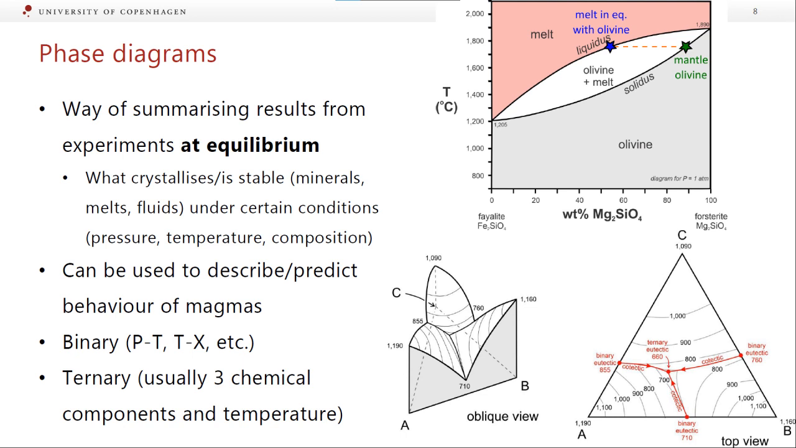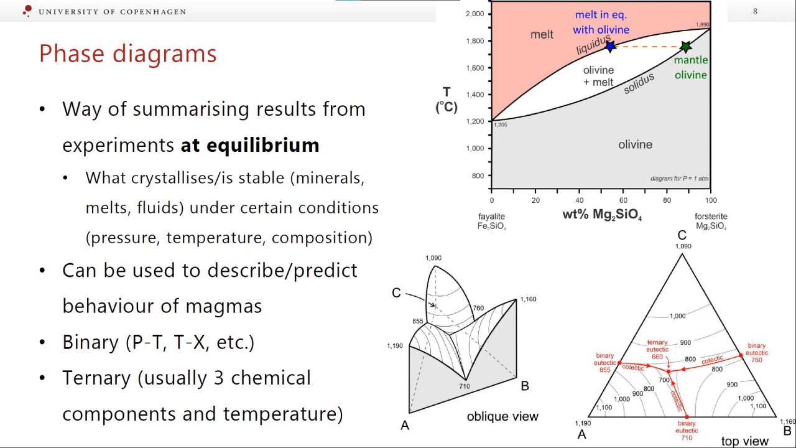So binary diagrams can be all sorts. You can have pressure temperature binaries. You can have a temperature versus composition, which is usually called X. So this top one up here would be a TX, or a temperature composition diagram. And then the ternary ones are almost always 3 different chemical components at the corners of the ternary, and they're usually against temperature, just because these are mainly used for magma crystallization.